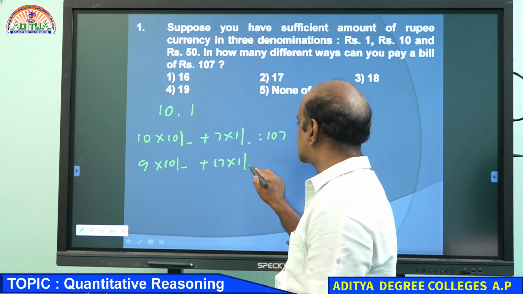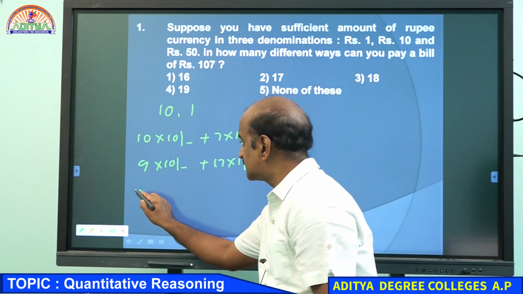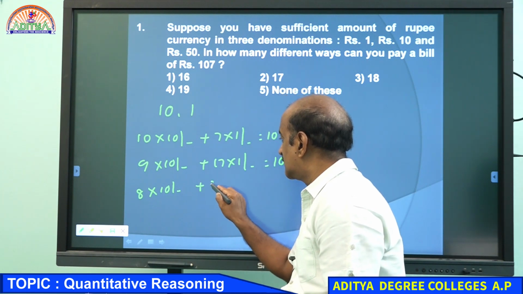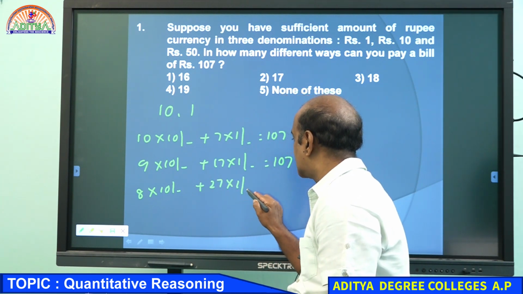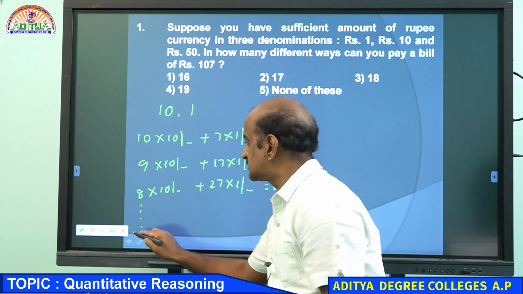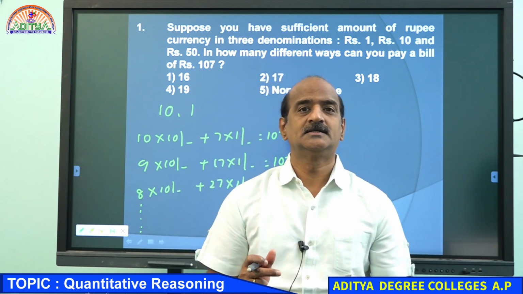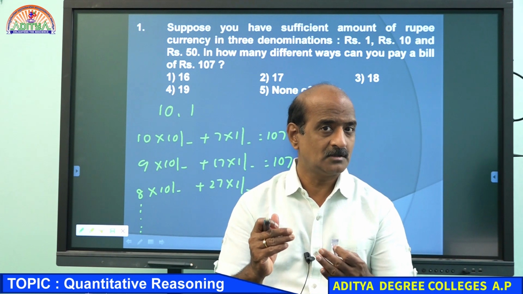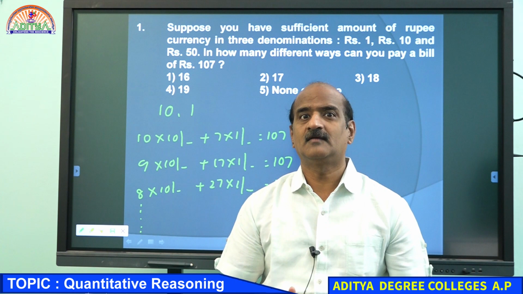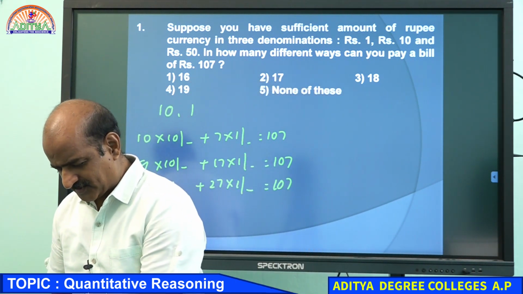I hope you understand this. You make 107. Slowly you reduce this particular number by 1, and you can increase the other number by 10. That is how we can make these combinations, and we will get 10. 10, 9, 8, 7. You have to start from the top and come down. Thereby, you will never miss any of the chances. I hope you understand this.